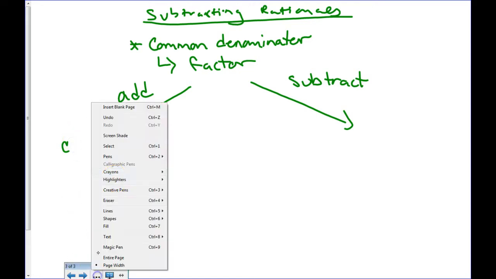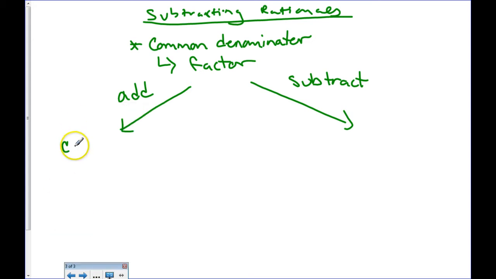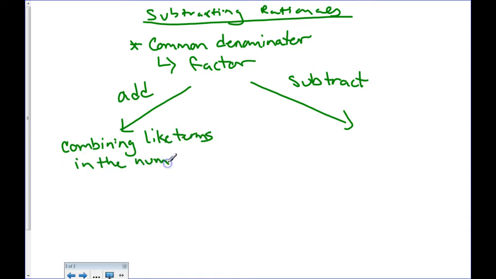Combining like terms in the numerator. When we're subtracting, you'll notice that there's a minus sign in front of a term. The denominator will stay the same no matter what. It's the numerators that change.